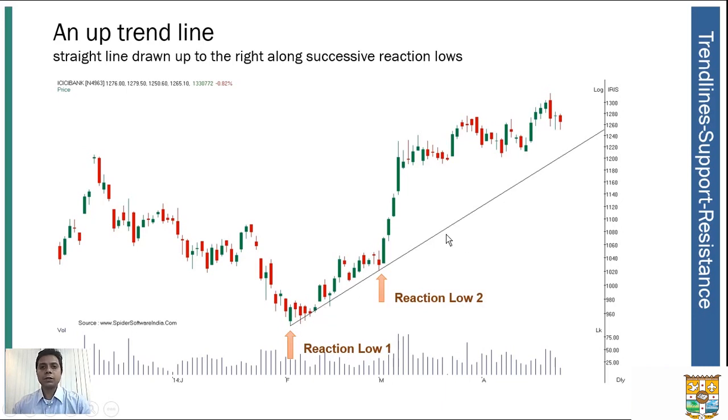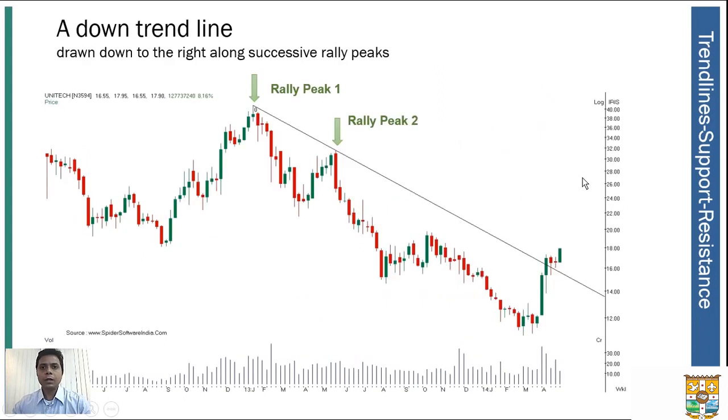Essentially, prices are on the left hand side of the line, and the line has a positive slope. The chart or the stock is in an uptrend till the point this trend line is broken, where prices come down to test the trend line and break below it. We'll see some examples. The other kind of trend line is the one which is joined with the highs.